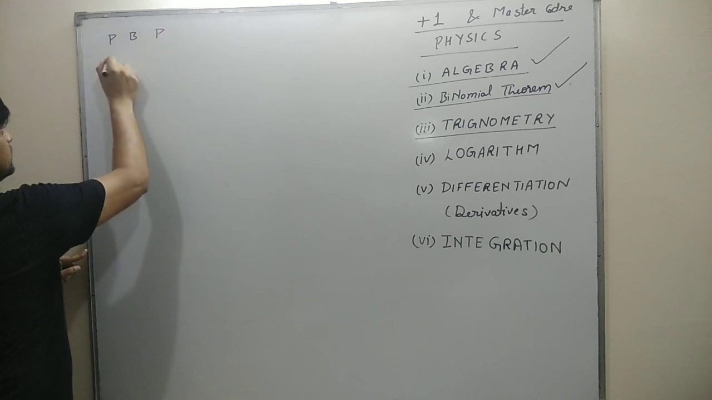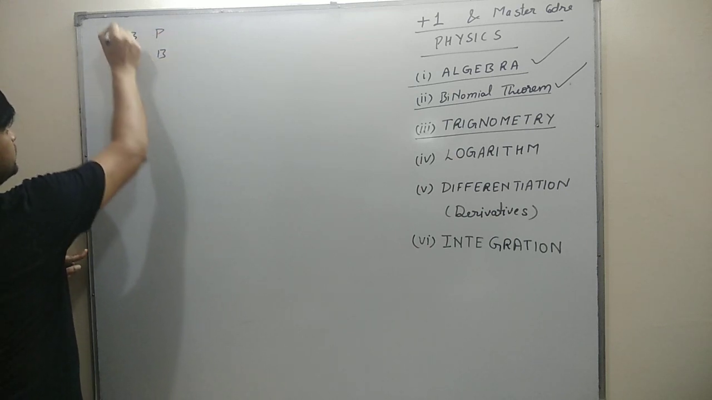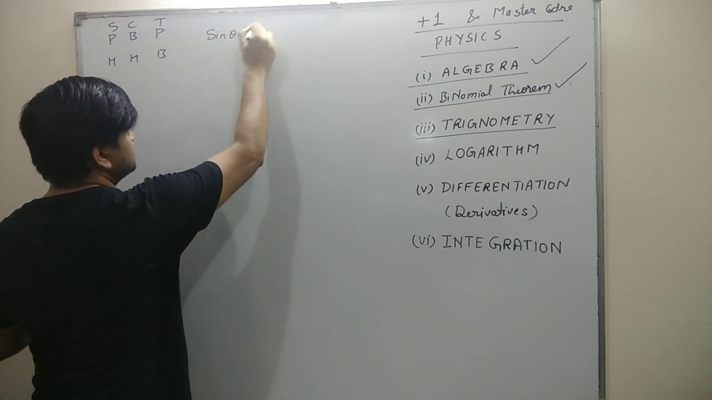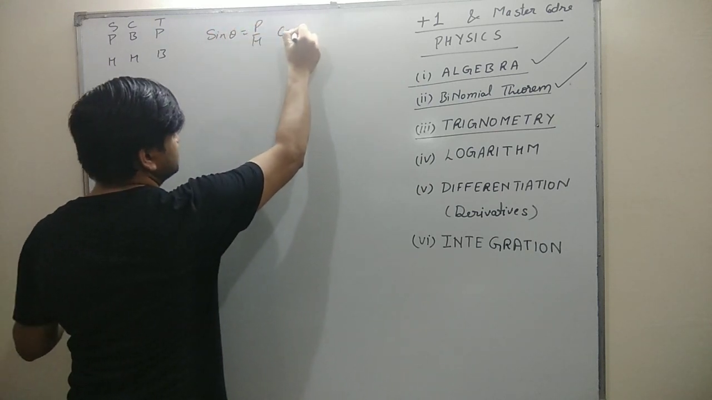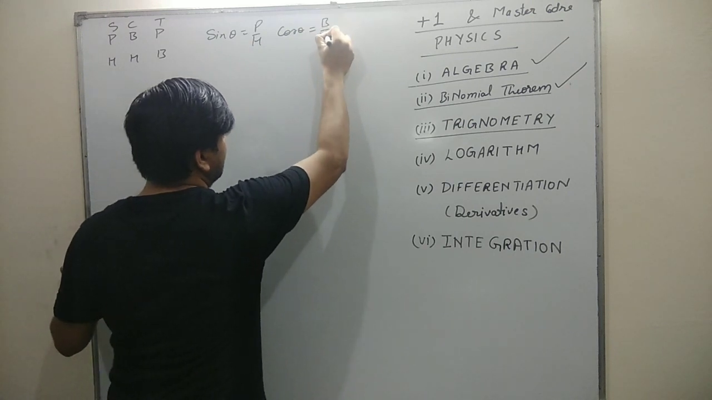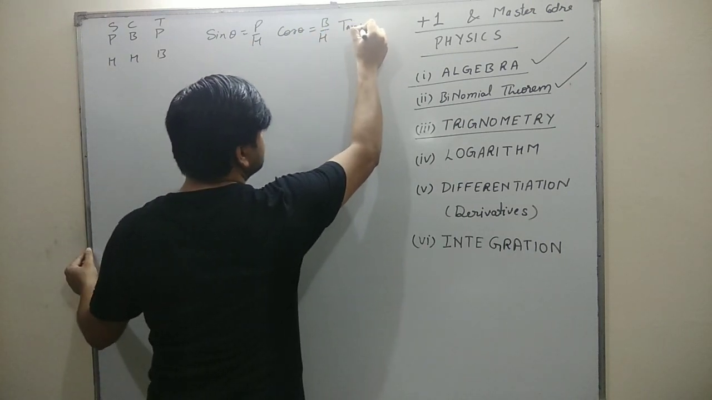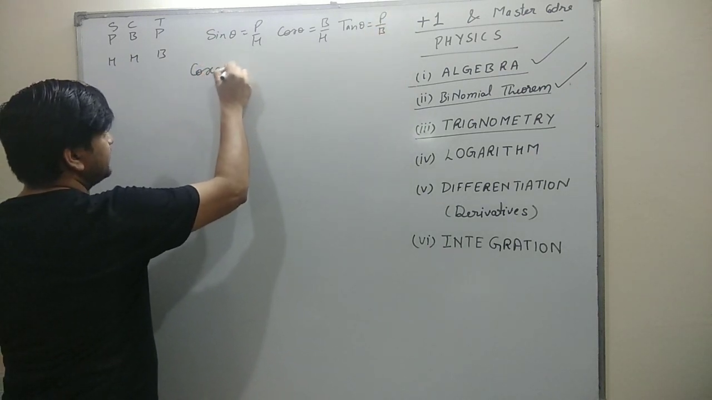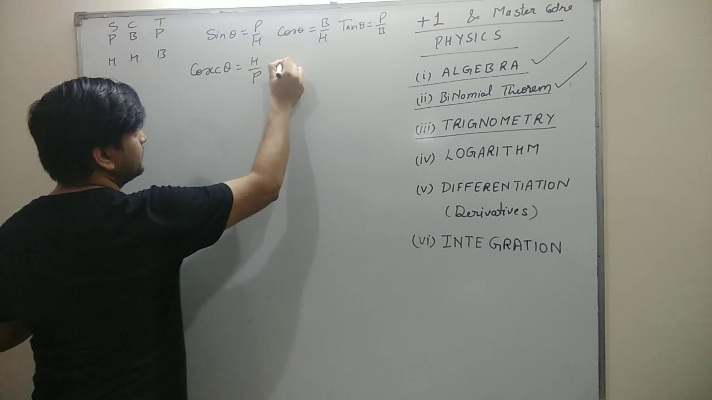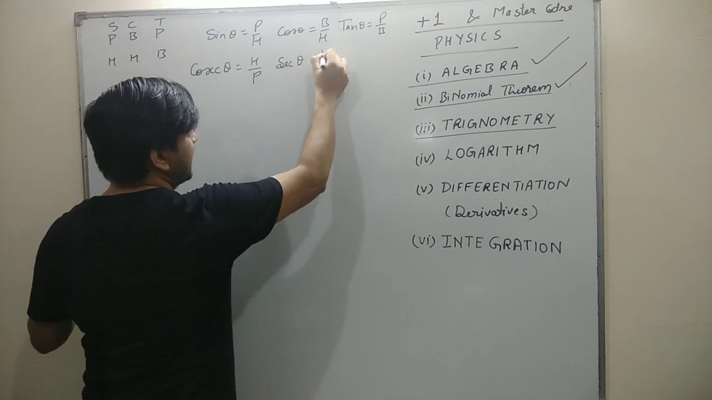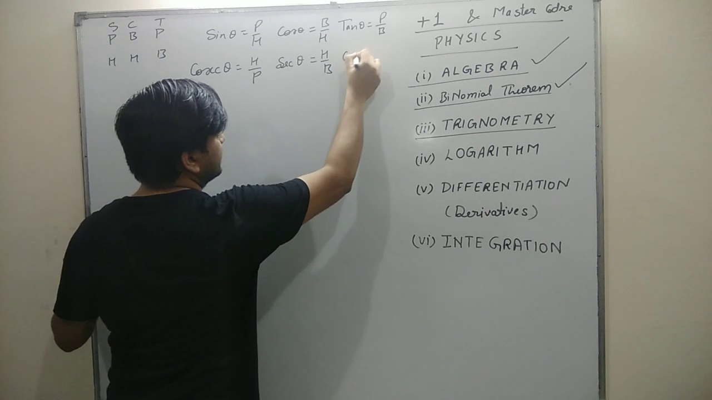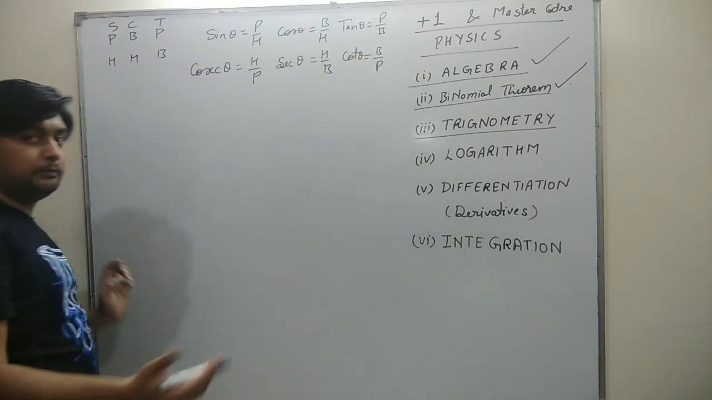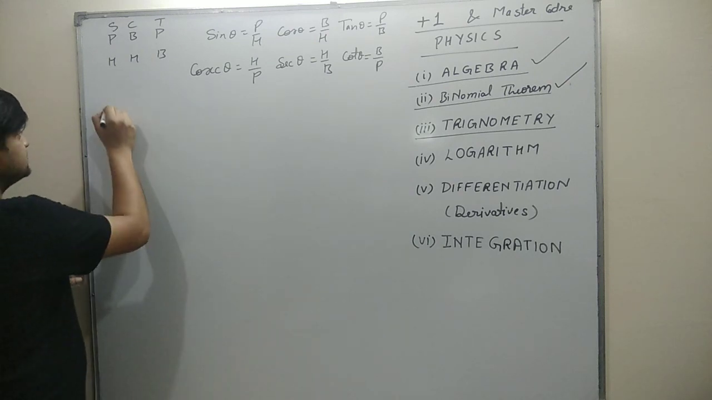Pandit Badri Prasad har har bole, sona chandi dole. So sin theta is p upon h, cos theta is b upon h, and tan theta is p upon b. So cosecant theta is h upon p, secant theta is h upon b, and cot theta is b upon p.